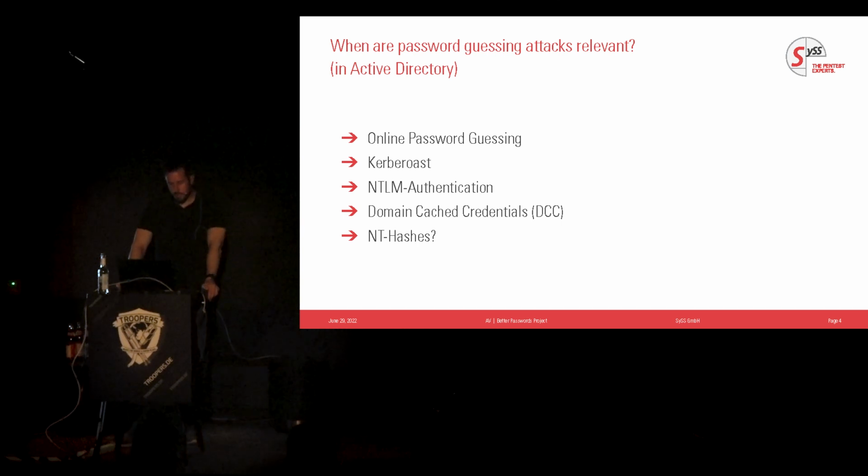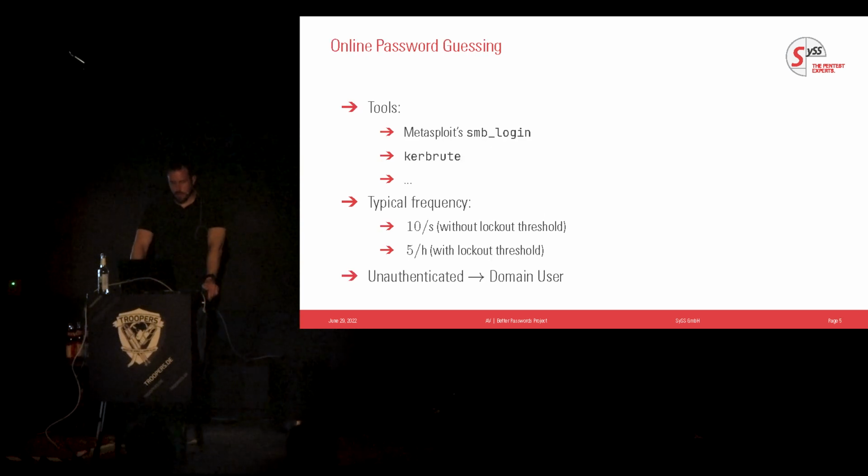Okay, so let's take a closer look at each of these 5 situations. I'm just going to summarize in case you don't know all the details about the specific vulnerabilities. All right, so the first one is online password guessing. That's pretty obvious. This means that you simply attempt to log on with each password candidate. Typical tools that do this are Metasploit's SMB login, or if it's in a domain, I recommend you use CrackMapExec. It's pretty effective.